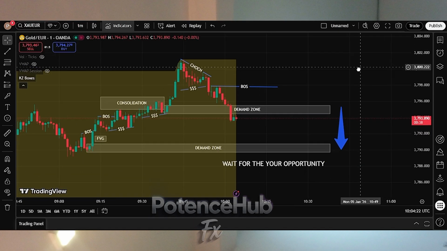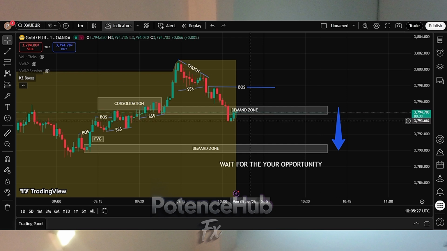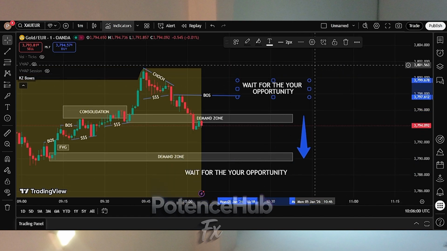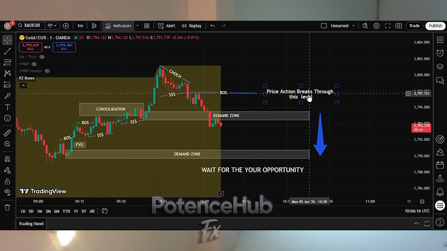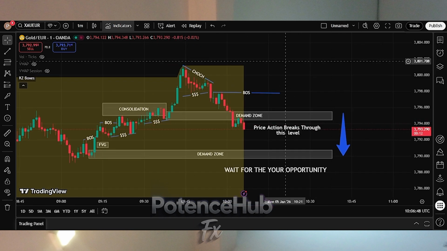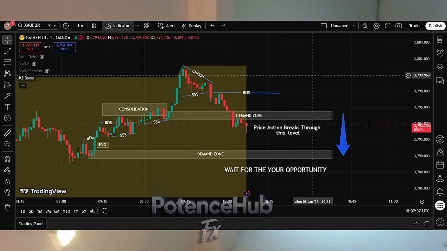Okay, so real quick, like you can see, price has to retrace down to this demand zone where you are going to be waiting for your opportunity. So what we are looking for is price to retrace back to that level, and then it's going to be a big bullish move for us. So we're going to be entering the trade right there.